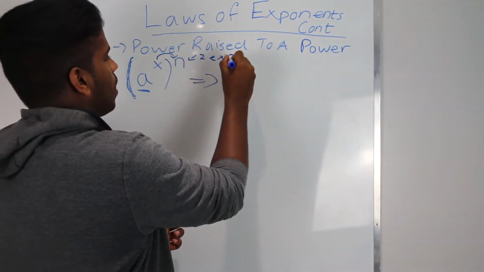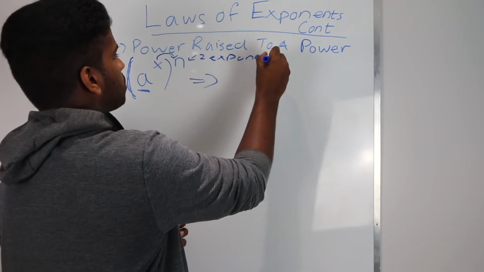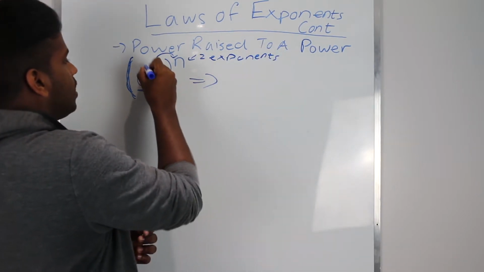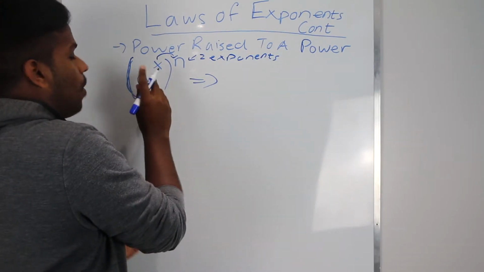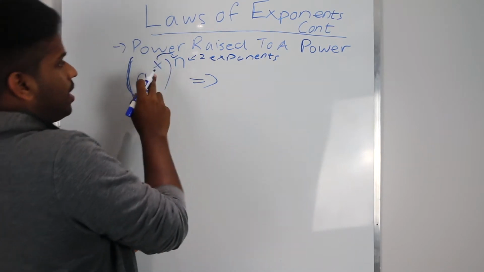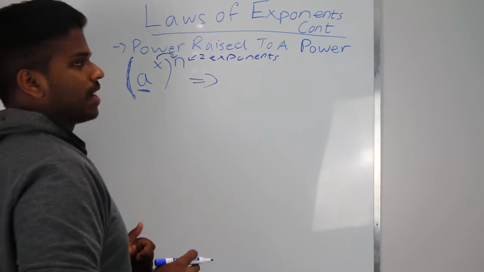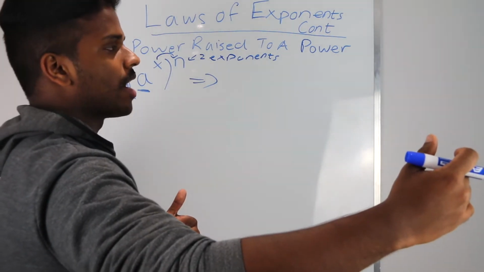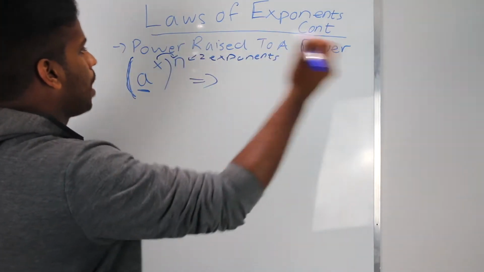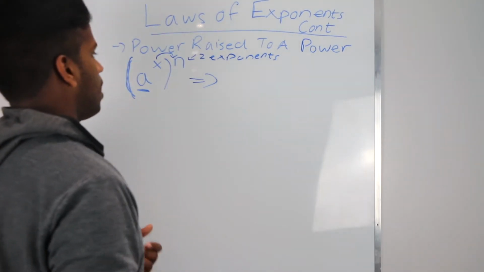So now we have a situation where we have two exponents. We are raising the first number to the power of x, and then that result, we are raising it to the power of n. So we're dealing with two powers right now, two exponents. So this is the power raised to a power rule.